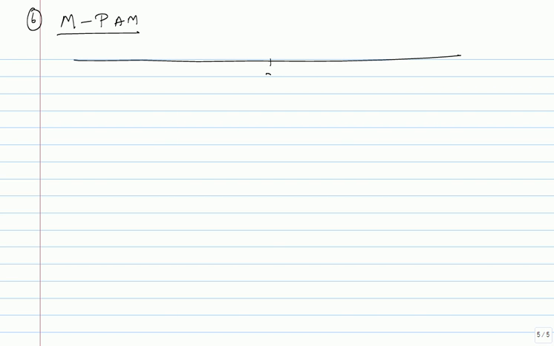So you see, we have 0, plus 1, plus 3, and so on till plus M minus 1. Then you have minus 1, minus 3, till minus M minus 1. And then you do decision regions. You'll have two types of decision regions. One for all the interior points, which will be what? 0 to 2, 2 to 4, 4 to 6, and so on till M minus 4 to M minus 2. And then you have two others for the outermost points, which is M minus 2 to infinity and minus infinity to minus M minus 2. So that's the decision region.